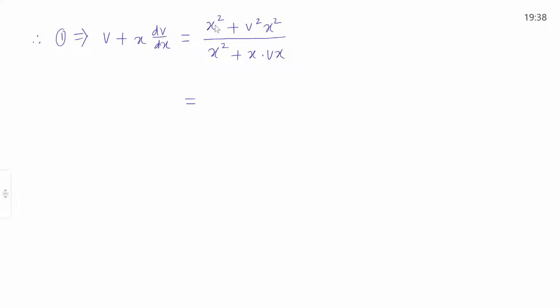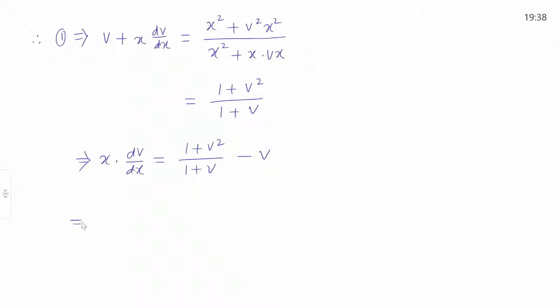Equal to: x square is common here, so ultimately the numerator will be 1 plus v square, and the denominator will be 1 plus v, with x square common. Now, separating the variables means v goes with dv and x goes with dx. So this v is shifted to the right hand side. Left hand side is simply x dv/dx, equal to the right hand side, (1 plus v square) divided by (1 plus v), minus v.